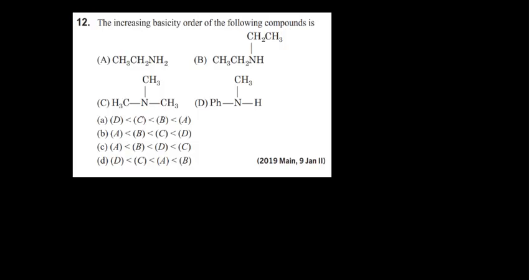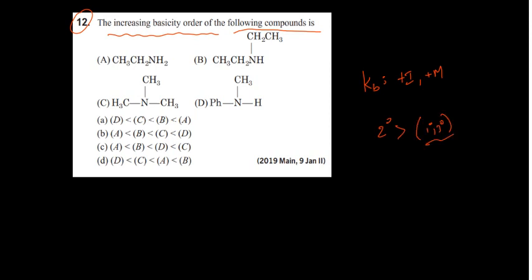Next, question number 12. The increasing basicity order for the following compounds. Increasing basicity, KB. KB is generally proportional to plus I effect and plus M effect. And if we take amines, secondary amines are higher than primary and tertiary, based on the methyl and ethyl group. Sometimes tertiary is smaller and sometimes primary is less basic. So first of all, secondary will be more.